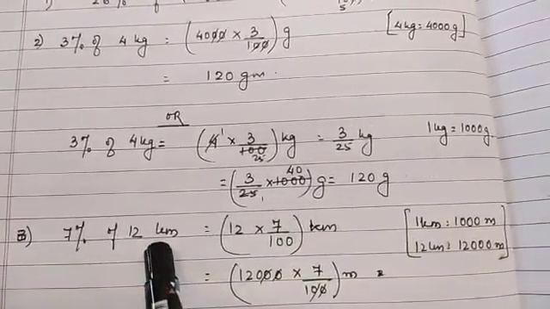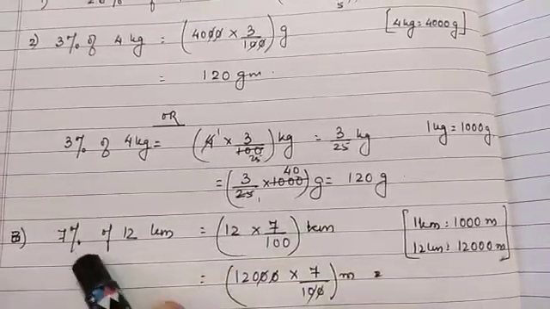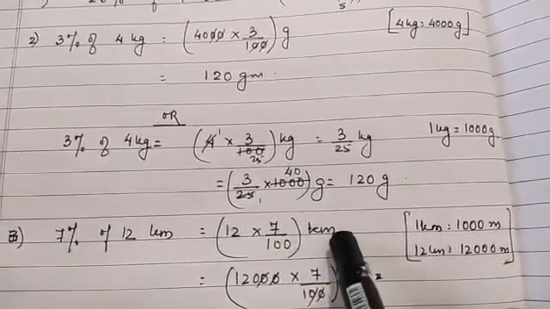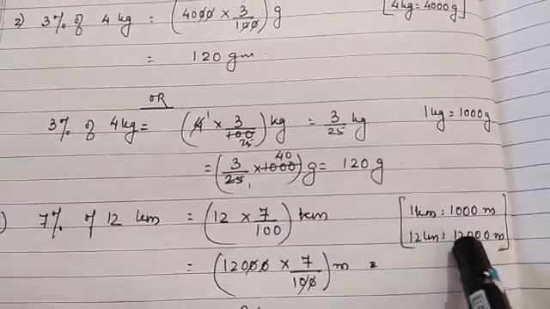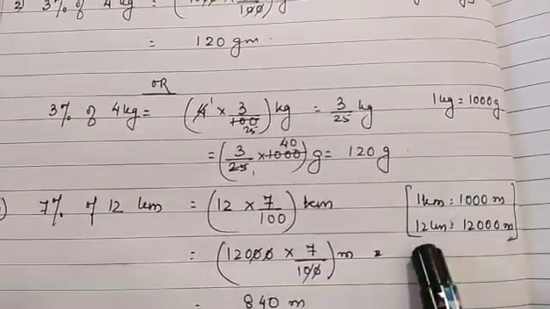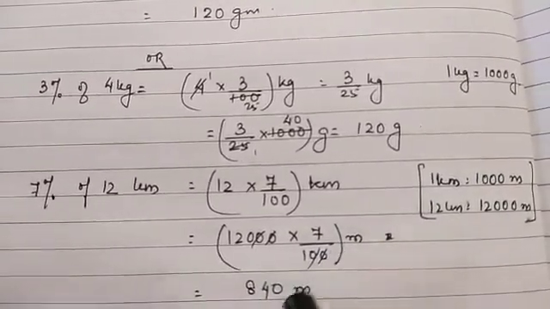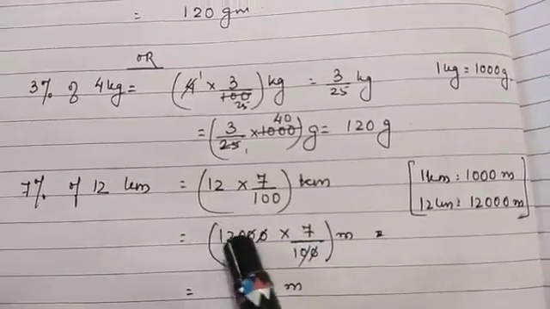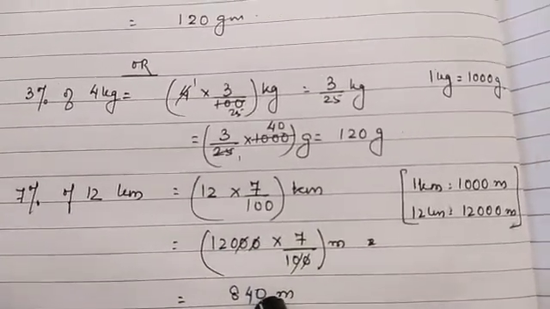7% of 12 kilometer. 12 kilometer into 7 by 100. This percentage changed to fraction, this many kilometers. Okay, so 12 kilometer, I converted it to 12,000 meter. 1 kilometer is 1000 meters, so 12 kilometer is 12,000 meter. 12,000 into 7 by 100 is 840 meter. 0 cancelled. What remains? 120 into 7, 7 zeros are 0, 7 12s are 84. Okay.